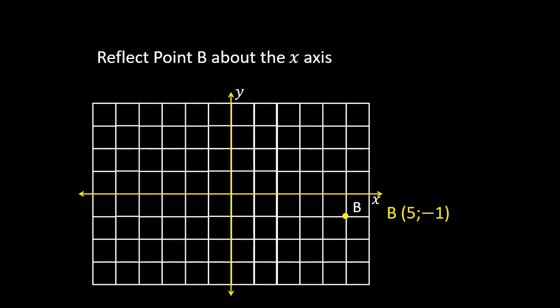Now, just as the first example, we use our T, and there we have it. It's only 1 unit down, so we have to go 1 unit up from our x-axis, and that is B prime. Again, can you read off the location for B prime? Hopefully you can see that it's (5, 1). 5 on my x-axis and 1 on my y-axis.